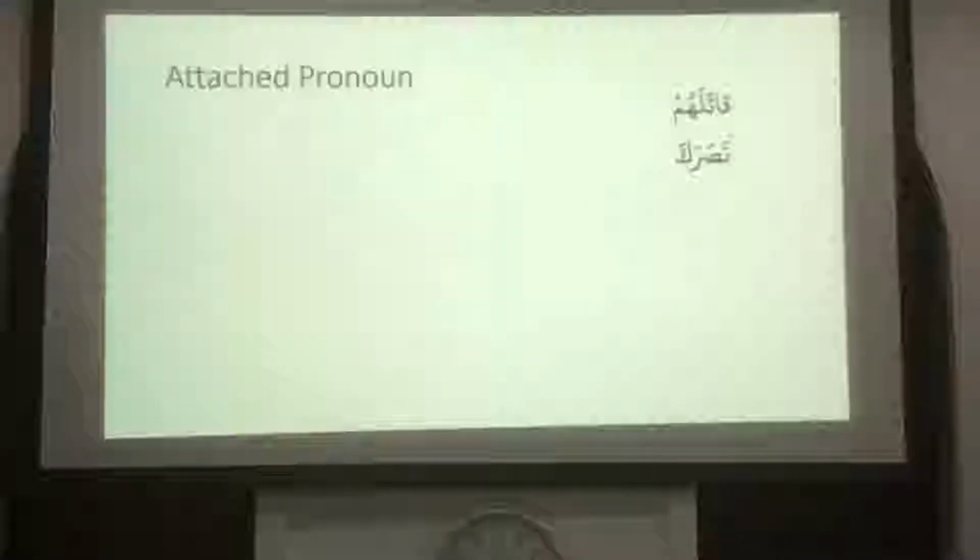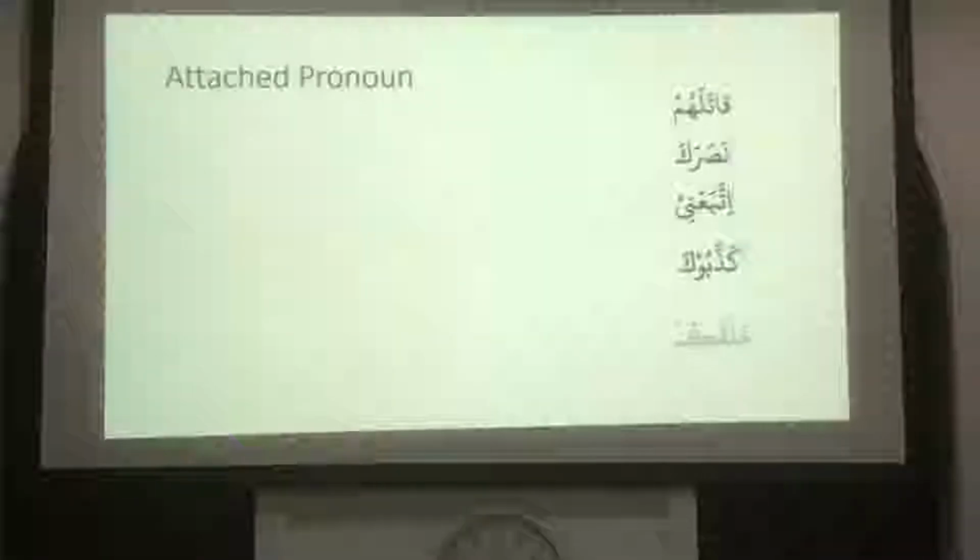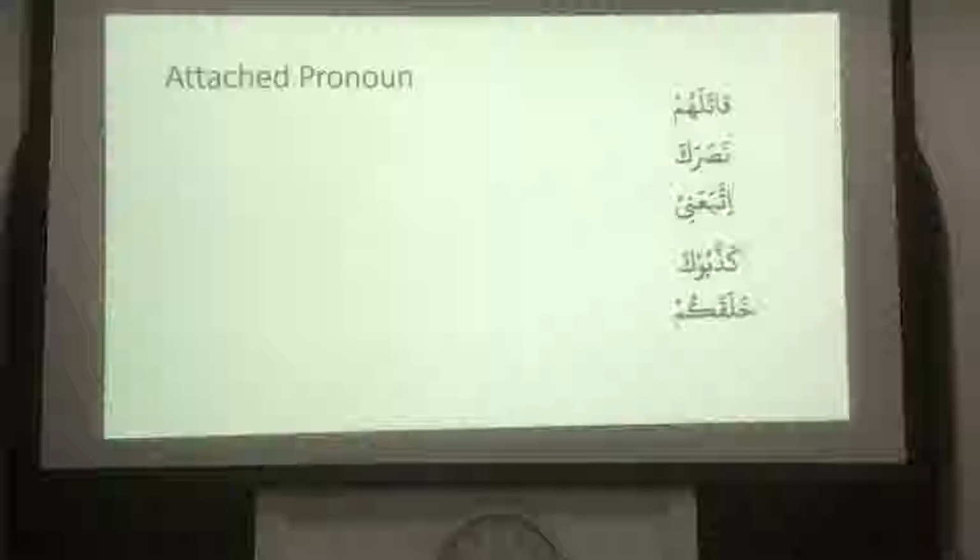Ka means you, and ka here, what is the status of ka? Is it mustafiz? Is it nasab, jar, or rafa? Ka? Rafa? No. Nasab. What is the rafa version of ka? Anta, and it's the second level. So these are some examples: kazzabuka, khalaqakum. Khalaqa means he created. Kum means all of you.